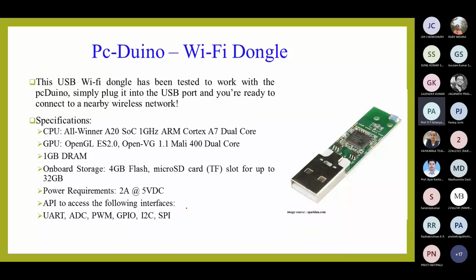One example is this PC, do you know? It's a dongle, and it works through a USB port. This is a standard USB, all of you know. It has a CPU, an ARM Cortex A7 dual core. Then the GPU supports OpenGL 2.0. It has 1 GB DRAM. Onboard storage is 4G flash, and a micro SD card slot is there. Power requirement is 2 ampere at 5 volt DC.